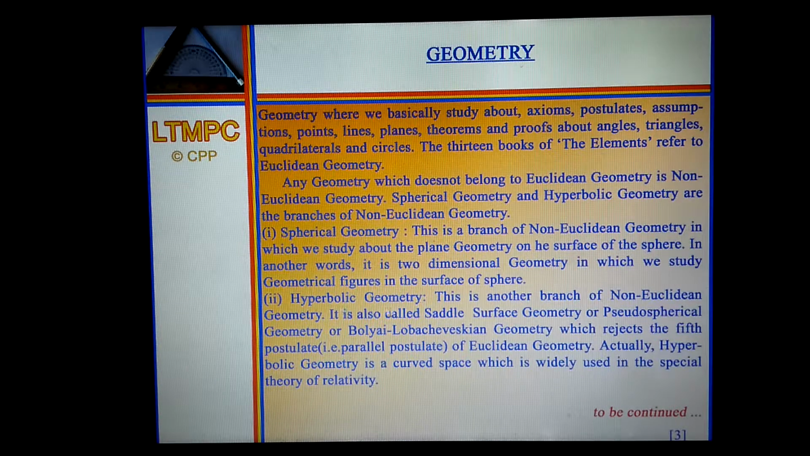2. Hyperbolic geometry. This is another branch of non-Euclidean geometry. It is also called saddle surface geometry or pseudo-spherical geometry or Bolyai-Lobachevskian geometry, which rejects the fifth postulate, i.e. the parallel postulate of Euclidean geometry. Actually, hyperbolic geometry is a curved space which is widely used in the special theory of relativity.